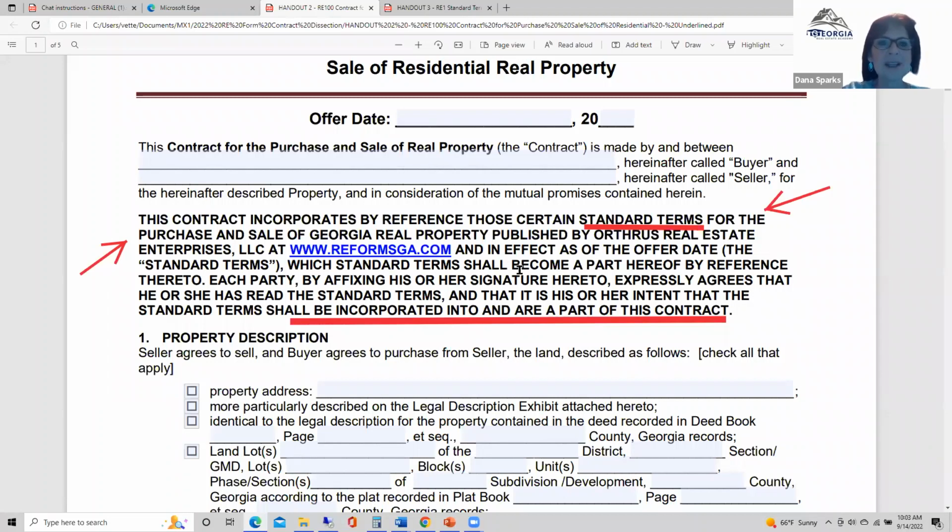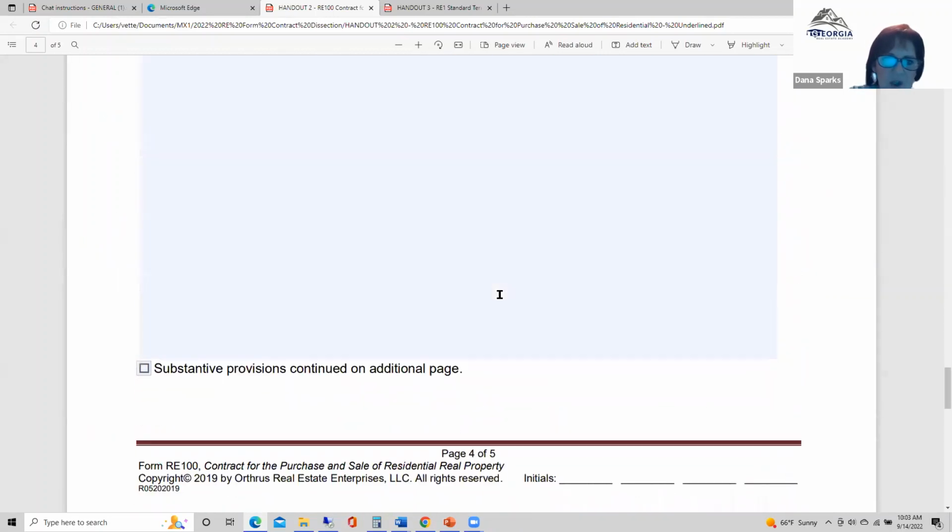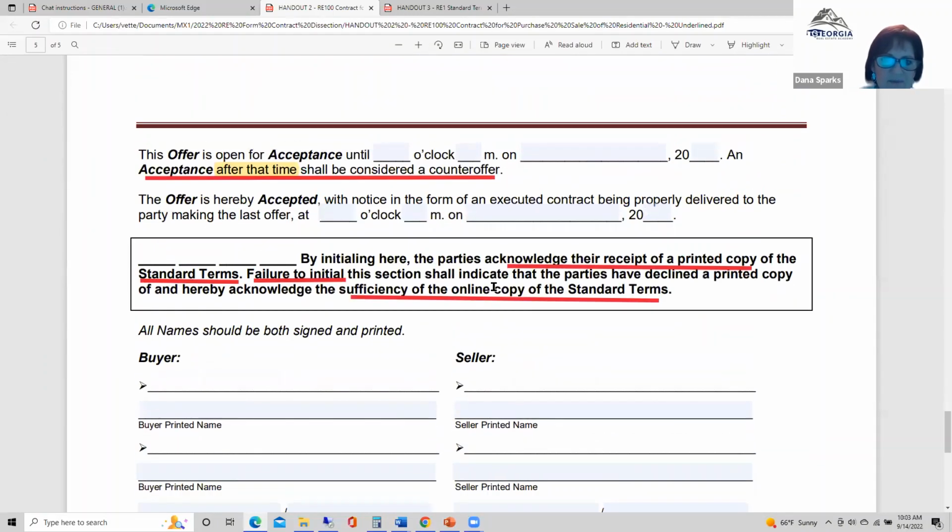Very legal, right? Each party by affixing his or her signature expressly agrees that he or she has read the standard terms and that it is his or her intent that the standard terms shall be incorporated in part of the contract. Then you'll see at the very last page before the signature of the contract itself, only a 5-page contract, right before buyer and seller sign, there's a fill in the blank for initials. It says, by initialing here, the parties acknowledge their receipt of a printed copy of standard terms. Failure to initial this section shall indicate that the parties, buyer and seller, have declined to print a copy and hereby acknowledge the sufficiency of the online copy of the standard terms.